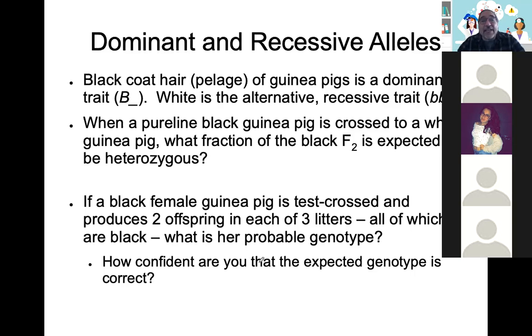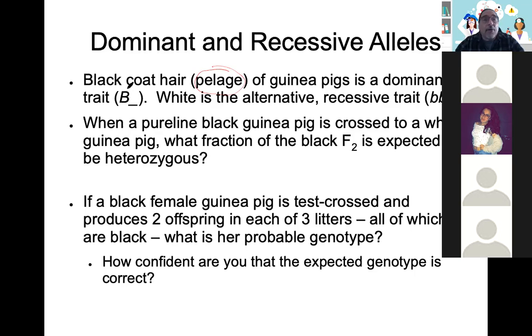So in this case, we were looking at the trait of black and white hair color. Hair color is also called pelage, another vocabulary term. It's body hair color, okay? Body hair color. And black is dominant to white. So black coat hair can be either homozygous cap B or could be heterozygous cap B small b.